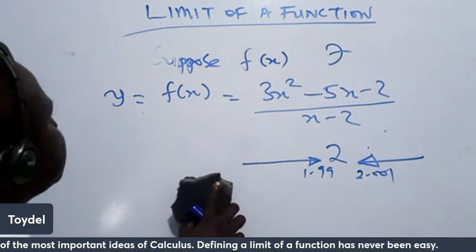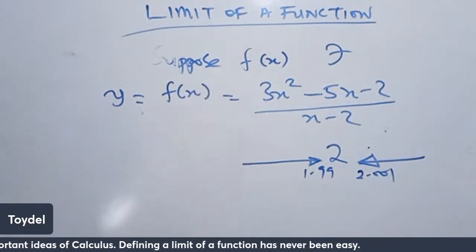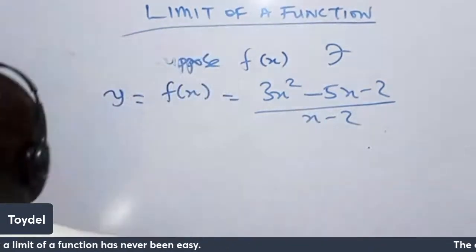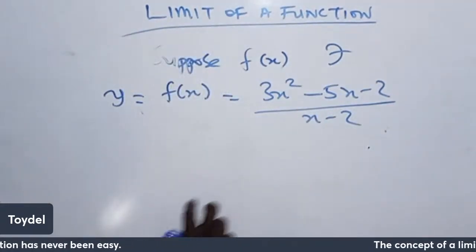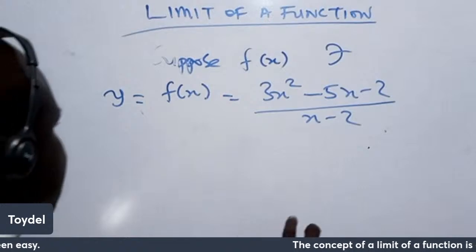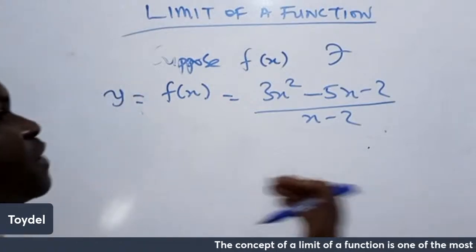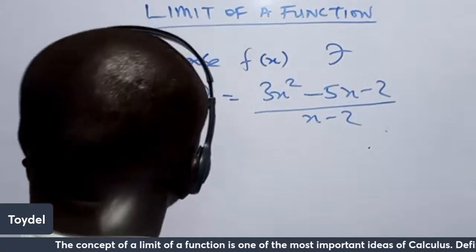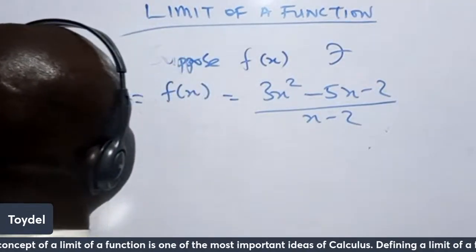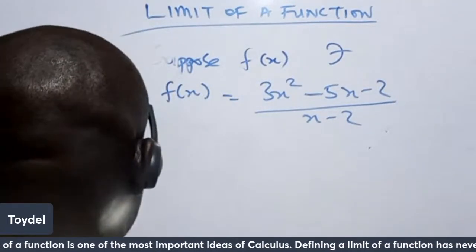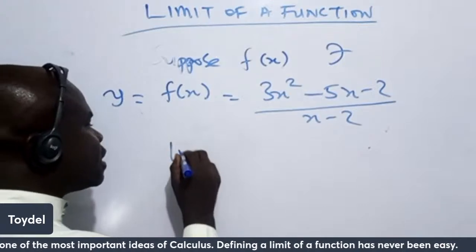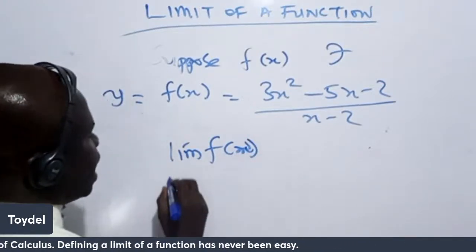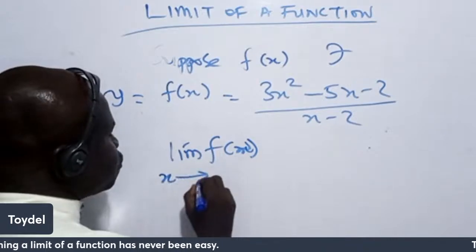That is, if we want to find the value of y when x approaches 2, what do we do? You realize that the value varies as x approaches either from the positive side or from the negative side. So this is what we do. We just say limit of f of x as x tends to 2.